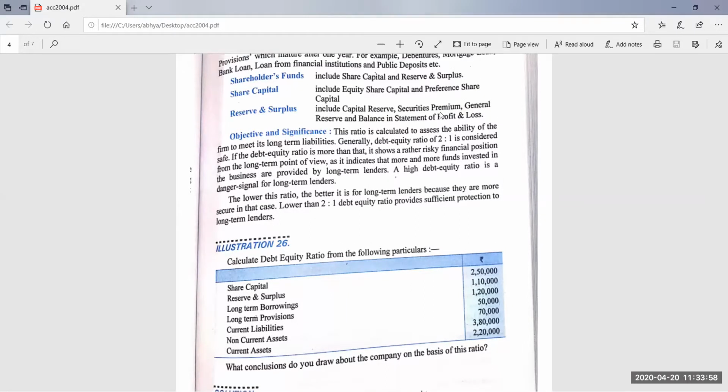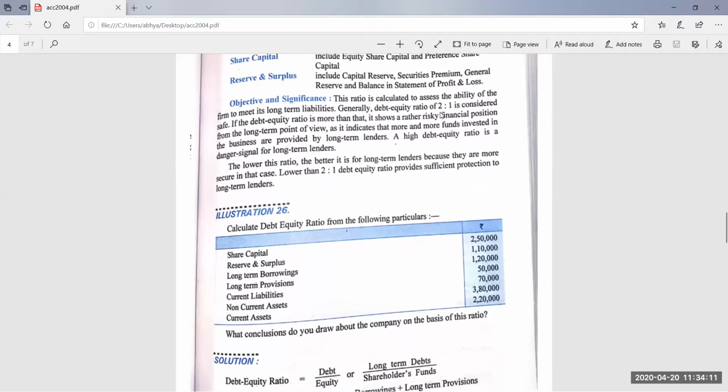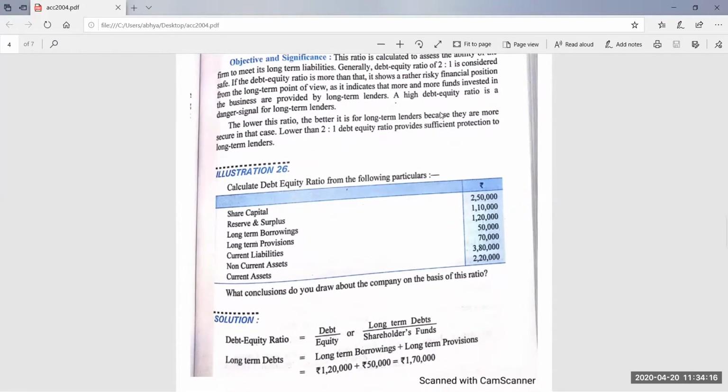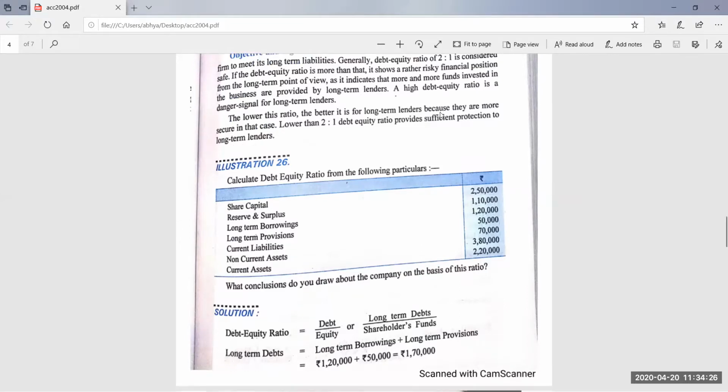Have you done? I'm giving you 1 minute. Okay, first write down the formula, which is debt upon equity. And debt here is long-term borrowings 120 plus long-term provisions 50. So debt is 1,70,000. Now come to equity.